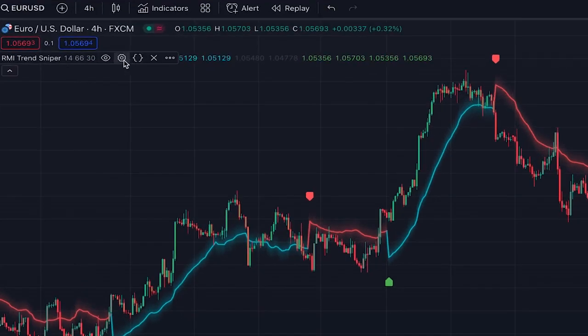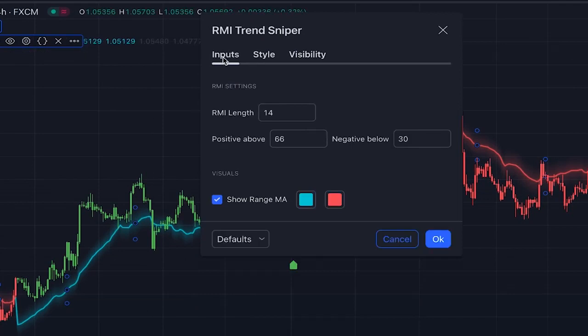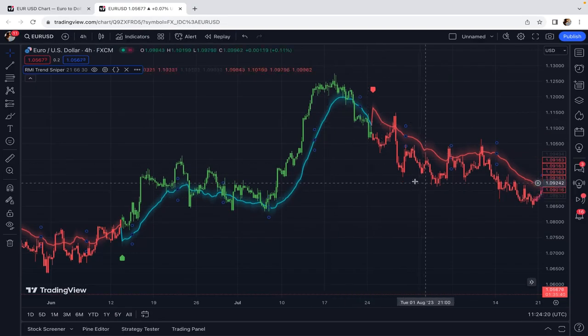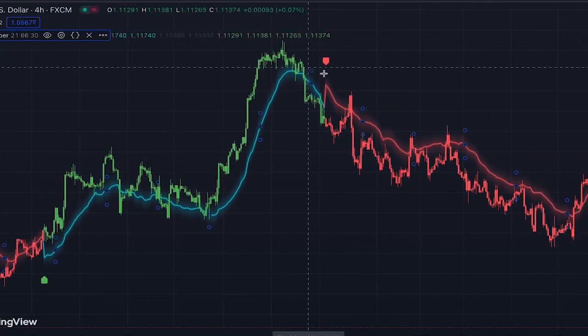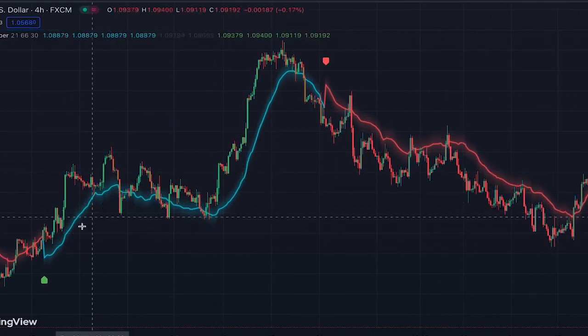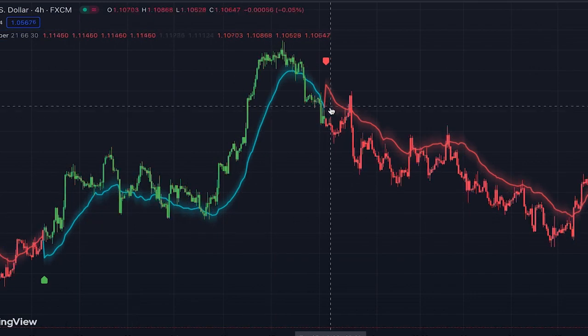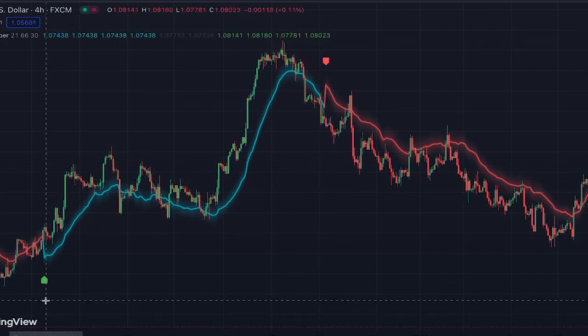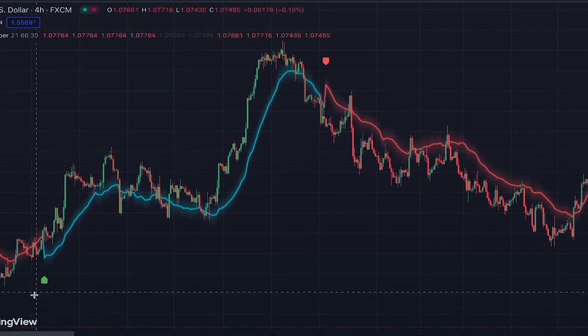Here in the settings of the indicator, in the inputs tab, the RMI length is set at 14 by default, which we set at 21, so our line will be smoother and less reactive to short-term fluctuations. In times that the line is red, it shows that we are in a downtrend, and when the line is blue, it shows that we are in an uptrend. And on the color changing points, we have these labels that can act as buy-sell signals, which I'll explain later how you can use them effectively.